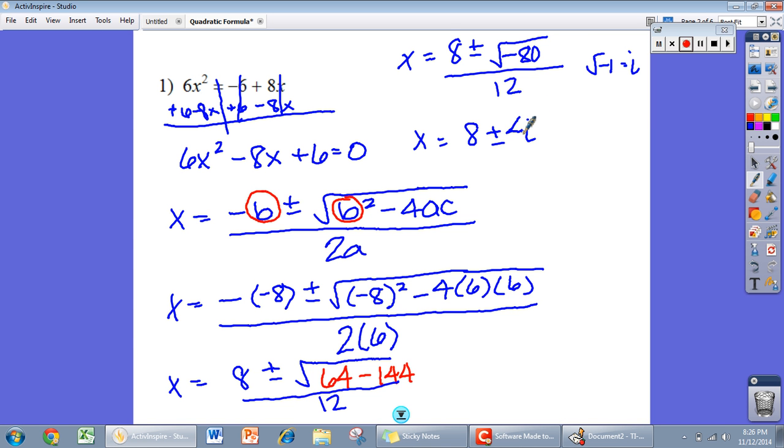So 4 goes on the outside, square root of 5. Why do we have the i there? Again, because square root of a negative 1 equals i. So a negative 1 times a positive 80, all over 12. Our last step, and if you'll allow me to clean up some more on my board over here.